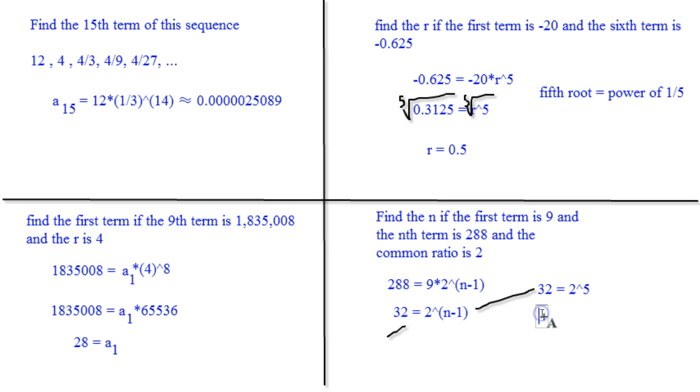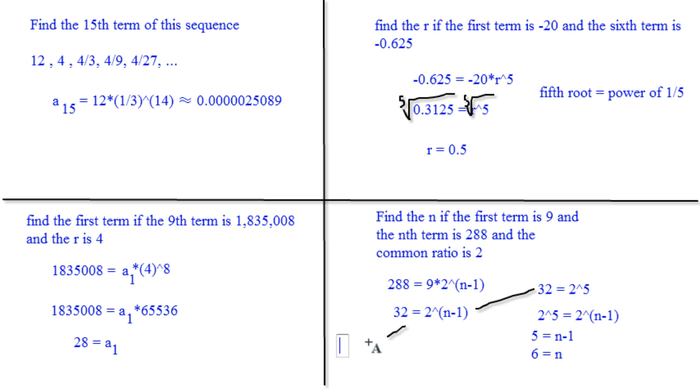Okay, so what I'm going to do is I'm going to replace that with 2 to the fifth equals 2 to the n minus 1. Okay, now if you notice, both bases are the same, so both exponents have to be the same. So 5 equals n minus 1, and thus 6 must be equal to n. So the number of terms is actually 6. If you like to do logs, you can do it this way. That's using common base.